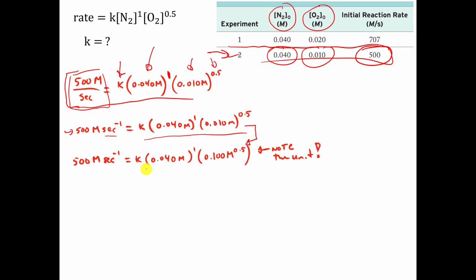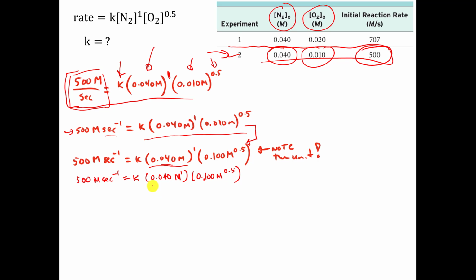Next thing we're going to do is simplify this, but there's not really much to simplify because it's going to be 0.040 to the first power, which is just the same number, and molarity also to the first power, which just means it's the same number again. So that's going to be 500 molar per second is equal to the rate constant times 0.040 molar to the first power times 0.100 molar to the 1/2 power.